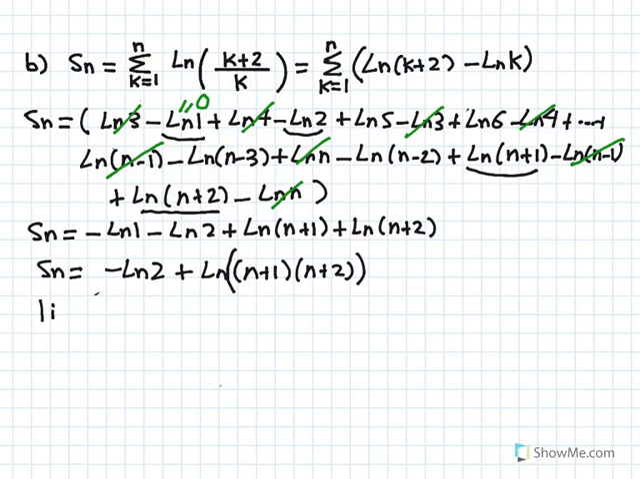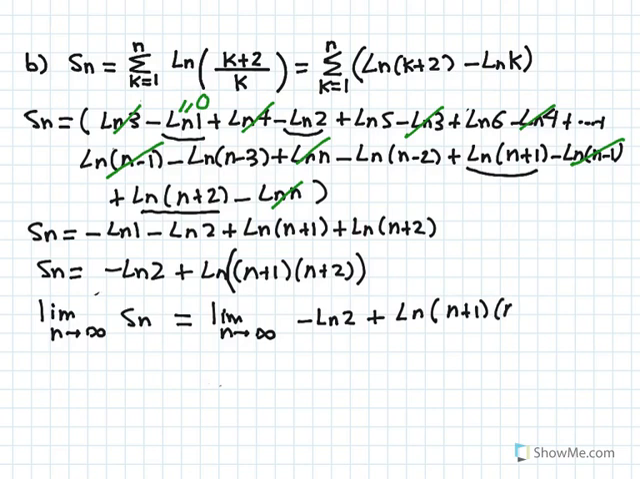So now let's take the limit as n goes to infinity of Sn. This is equal to the limit as n goes to infinity of minus log 2 plus log of (n plus 1) times (n plus 2). Now clearly this limit is going to be infinity because log x is an increasing function of x. So log of (n plus 1)(n plus 2) will go to infinity as n goes to infinity. And minus log 2 is just a small number, like minus 0.693.